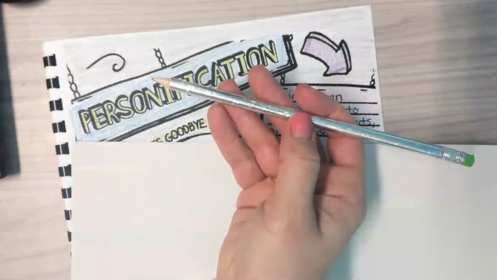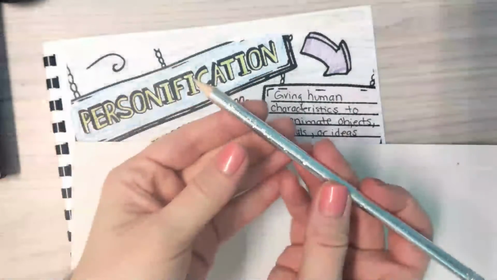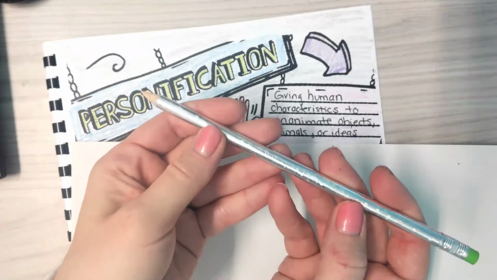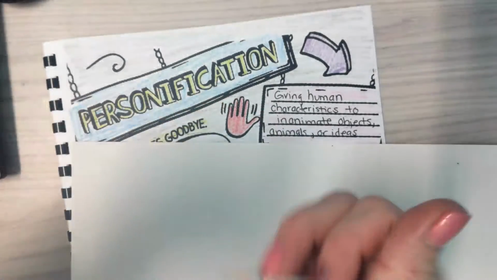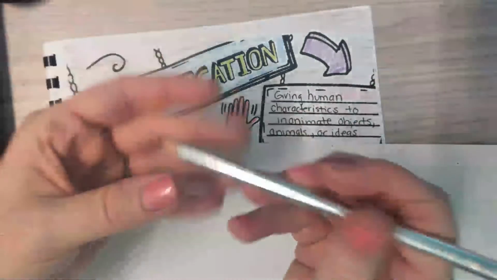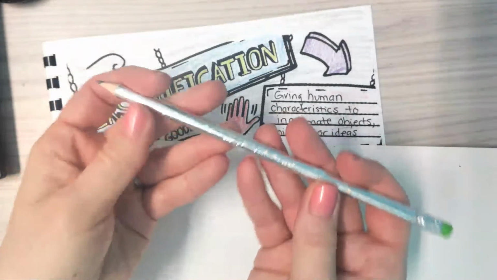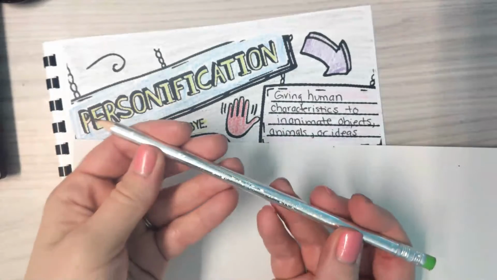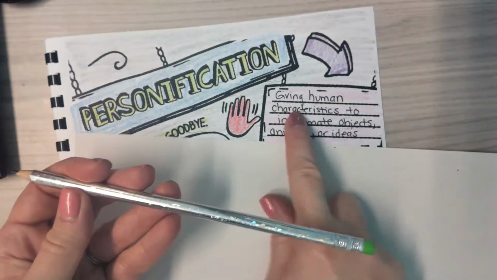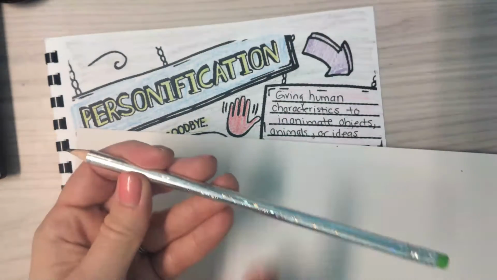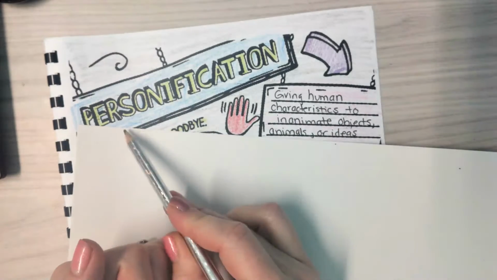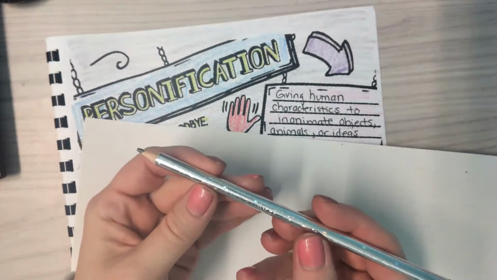Like this pencil. This pencil is an inanimate object. It doesn't move on its own. It doesn't have a personality. I move it, right? This human is moving it. But if I wrote that this pencil danced across the page, that is giving a human characteristic to the pencil. Because pencils don't dance, right? People dance. Humans or persons, they dance.